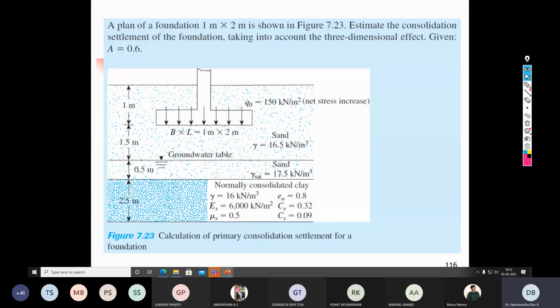So here also everything has been given. Depth of the footing is 1 meter. Size of the footing is 1 meter by 2 meter. The net stress at the foundation level is 150 kilopascals. The above layer is a sand, and the groundwater table is at a depth of 2.5 meter. And below the groundwater table, there exists sand again up to a depth of 0.5 meter. And below the sand, there is a normally consolidated clay. So the properties of this soil have been given: gamma, ES, μS, CS, CE, the initial void ratio, everything has been given. So please note down.